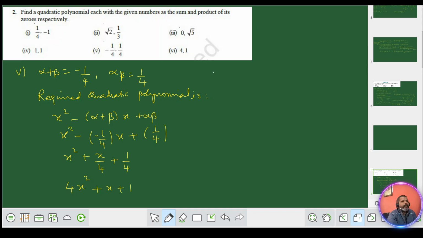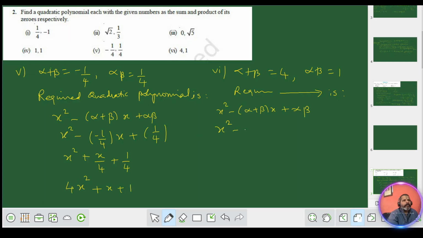The last one we'll solve here itself. The alpha plus beta, sum of roots is 4, product of roots is 1. You write again, required quadratic polynomial is x square minus alpha plus beta x plus alpha beta. x square minus 4x plus 1. Just rewrite it one more time after substitution. These are the polynomials. Okay, this completes your exercise 4.2 of the polynomial chapter.